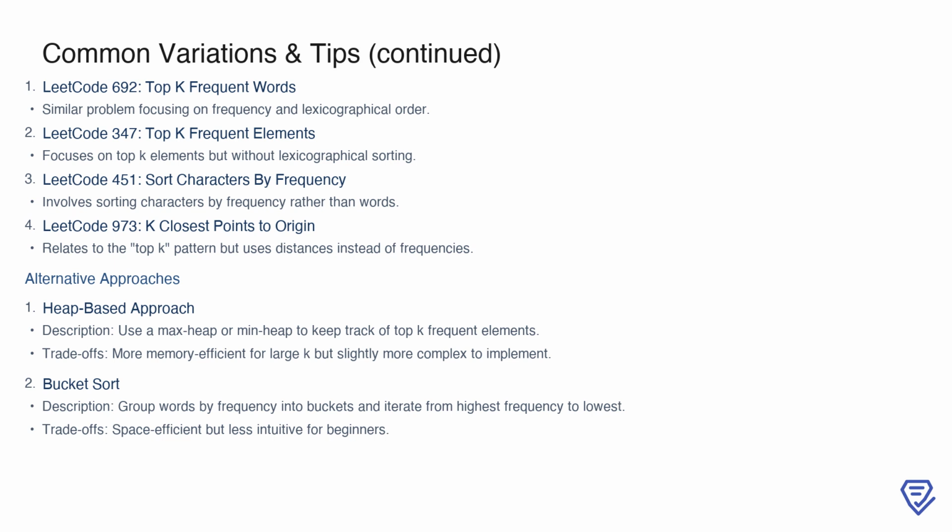Now, in terms of alternative approaches, using a heap-based method is a popular choice. This approach keeps track of the top K frequent elements efficiently and is particularly useful when K is small compared to n. However, it requires careful implementation to manage memory efficiently. Another option is bucket sort, where words are grouped by frequency into buckets, and you iterate over the buckets from highest to lowest frequency. This method is often space efficient but can feel less intuitive, especially for beginners.